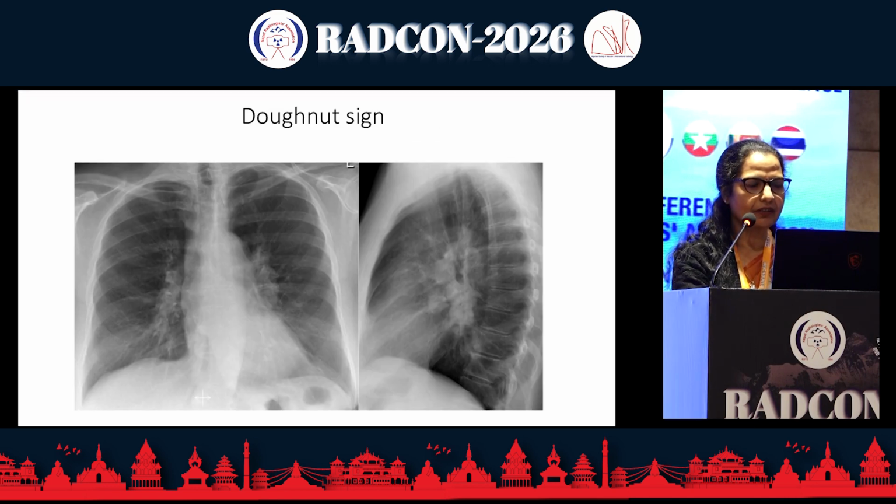Then donut sign, I already said, because of there is enlargement of the subcarinal lymph nodes and hilar lymph nodes, we see a complete donut sign because of the lymphadenopathy adjacent to bronchus intermedius.